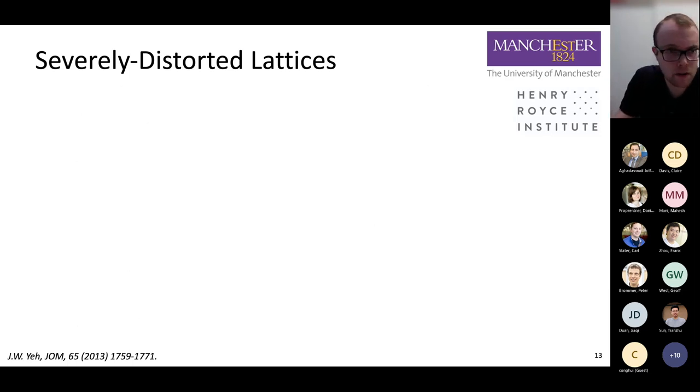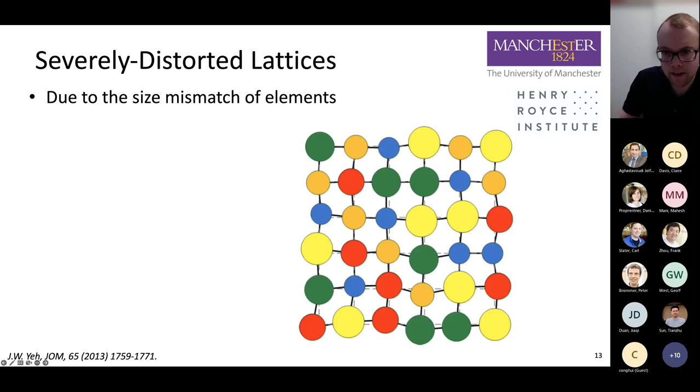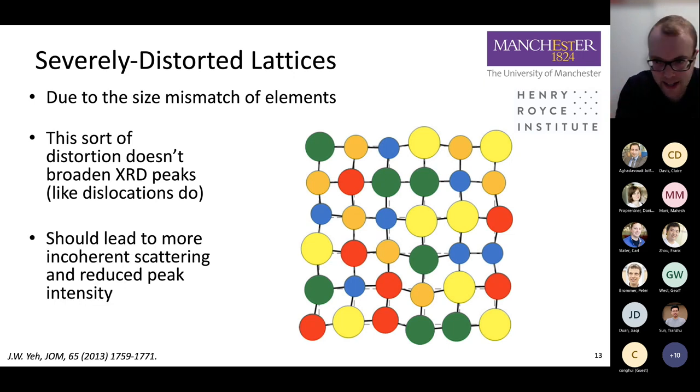So that's entropy stabilization. Let's move on to the severely distorted lattices. The idea here is that due to the size mismatch of elements, and this is exaggerated here, obviously, we have a lattice that looks like this. It's a locally distorted lattice because of the change in atomic environment. Now, this sort of distortion doesn't broaden X-ray diffraction peaks like dislocations do. Instead, it essentially increases the amount of incoherent scattering and damping associated with that, and it reduces the peak intensity, a bit like temperature does, really.